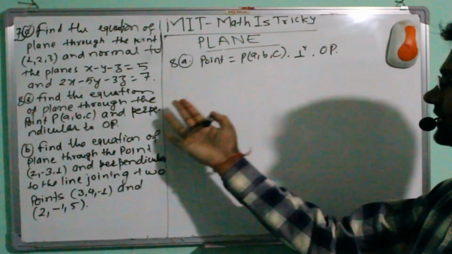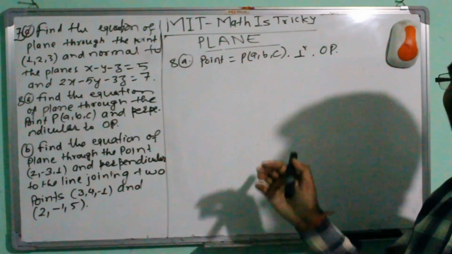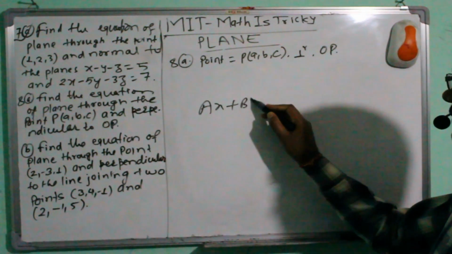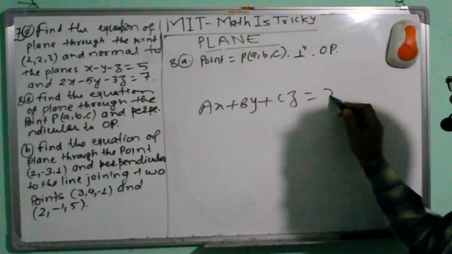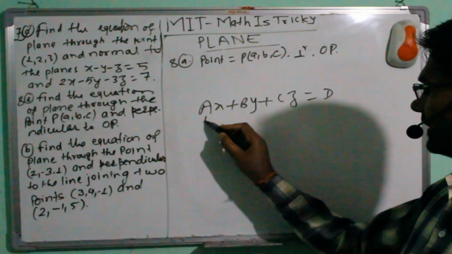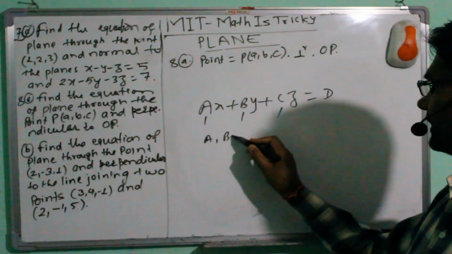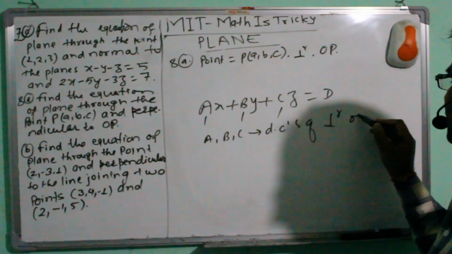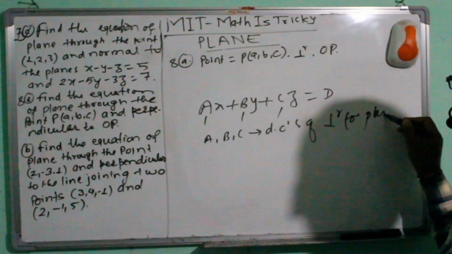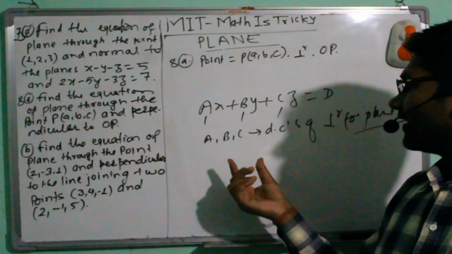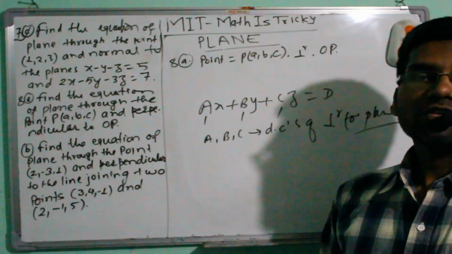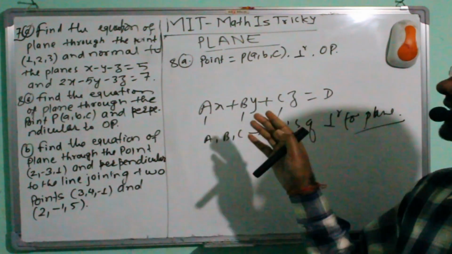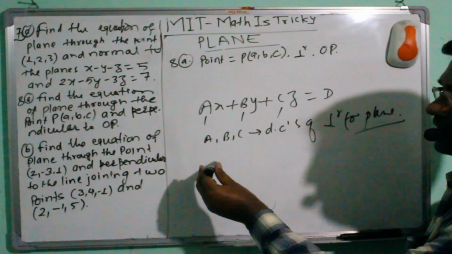Suppose the white board is the plane. We know that if its equation is AX plus BY plus CZ equals D, then this A, B, C are the DCs of the perpendicular to the plane. A, B, C denote or represent the DCs of the normal, the perpendicular to the plane. So that is the first marker.